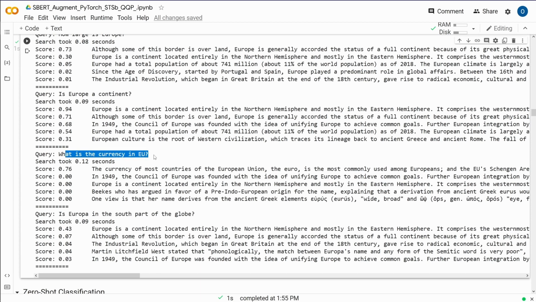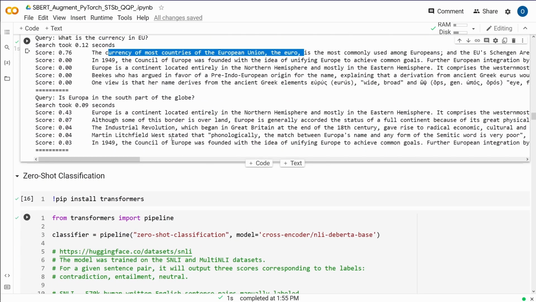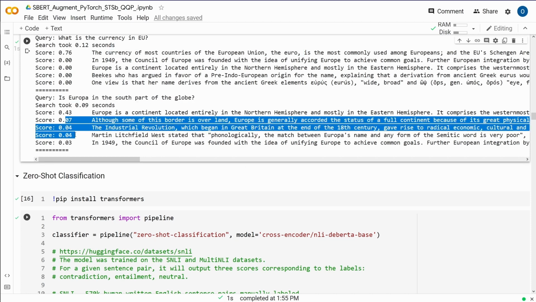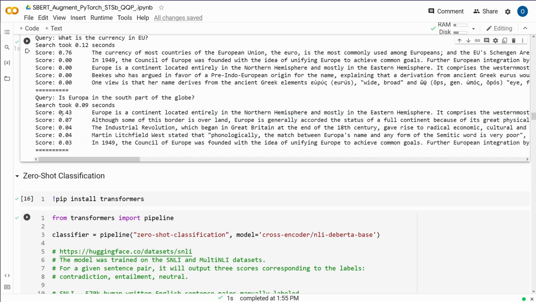What is the currency in Europe? Well, then we have a lot of 0s, but one that sounds, okay, maybe: the currency of most European countries in the European Union, the euro. Beautiful. This is the answer we're looking for. Is Europe in the south part of the globe? And you see almost everything is 0 except 1.43. Europe is a continent located entirely in the northern hemisphere. So, correct. This is exactly the question and the answer we're interested in if you have a longer answer sequence.